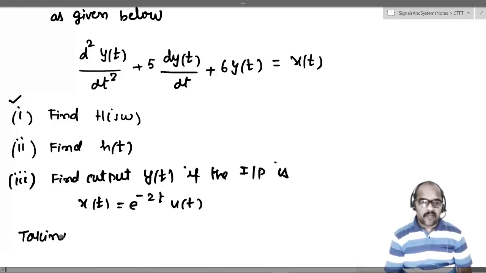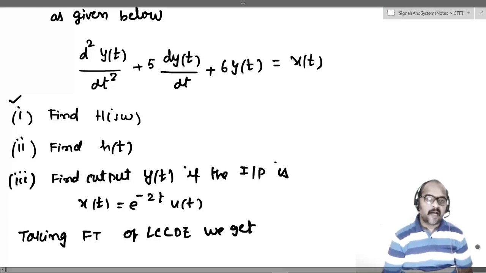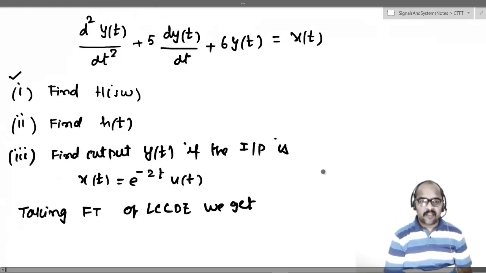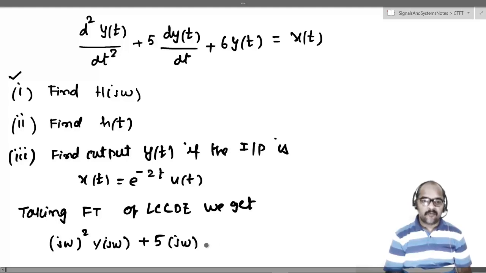Taking the Fourier transform of the differential equation, what do we get? Which property do we have to use? We have to use both the linearity property and differentiation in the time domain. So you will get (j omega) whole square, because you are differentiating twice, multiplied with Y of j omega, plus 5 times j omega Y of j omega, plus 6 times Y of j omega, equal to X of j omega.